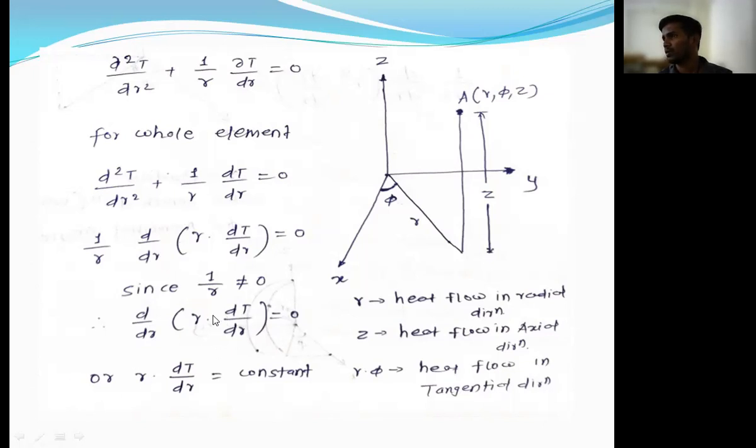How to write this equation? Or r into dt by dr is equal to constant. How did we get this? We have taken the integration of this. So after taking the integration, this derivative will cancel, and the remaining equation is r into dt by dr is equal to constant. After integration, a constant comes.